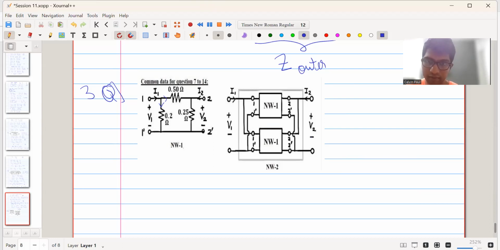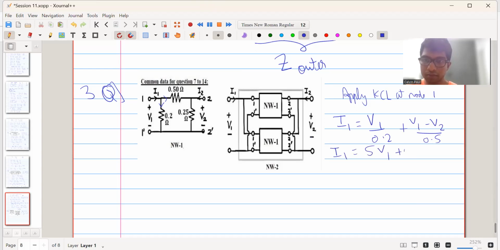So when we apply KCL at node 1, we get I1 is equal to V1 upon 0.2 plus V1 minus V2 upon 0.5. We can write it more simply as I1 is equal to 5 V1 plus 2 V1 minus 2 V2. So we get I1 is equal to 7 V1 minus 2 V2. This we will write down as equation 1.